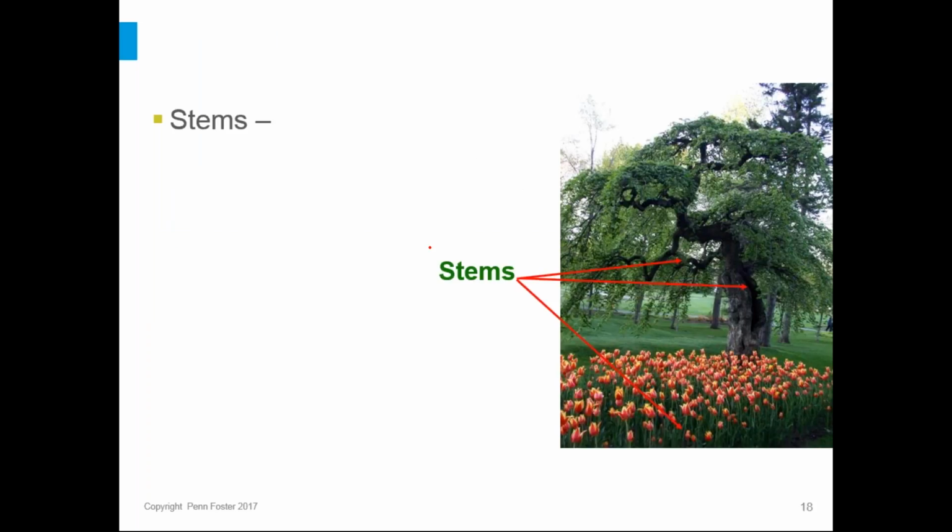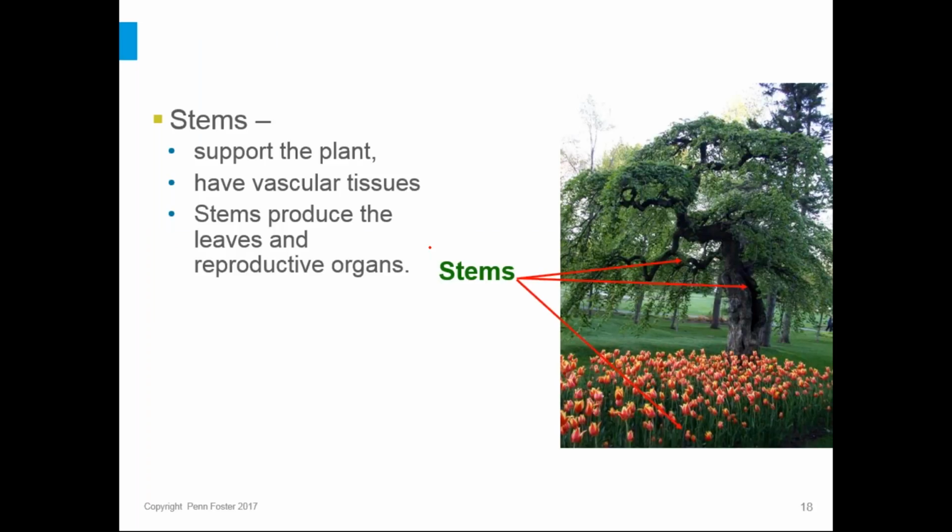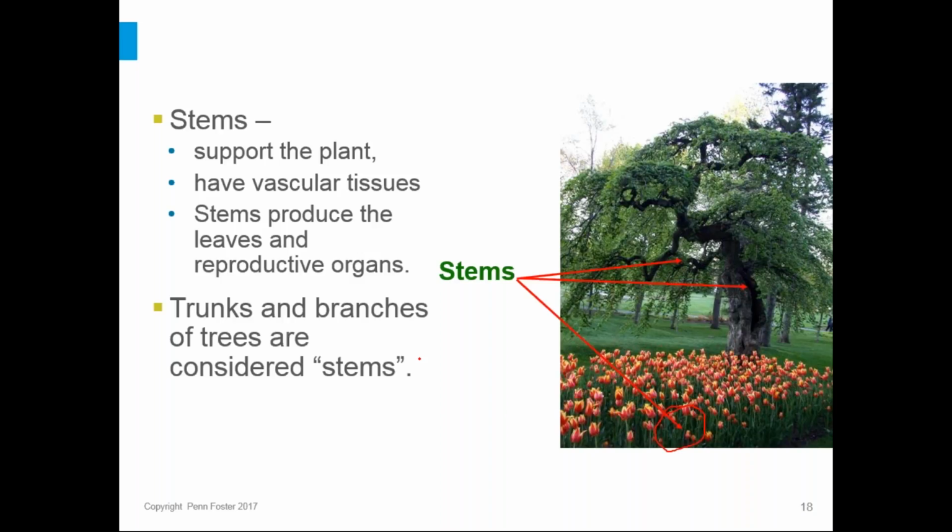We're going to jump right into section 3 about stems. So stems support the plant. They have vascular tissues which carry the water and nutrients throughout the plant, and they produce the leaves and reproductive organs of the plant. And note by this definition, the trunks and branches of trees are considered stems. So we tend to think of them as just the green parts of flowers, that kind of thing. But the trunks and branches of trees are also fulfilling the roles of stems.